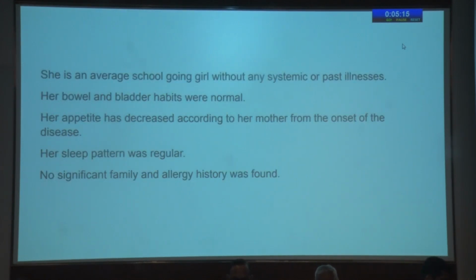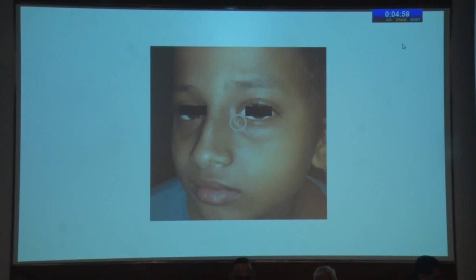She was an average school-going girl without any systemic or past illnesses. Her bowel and bladder habits were normal. Her appetite has decreased, according to her mother, from the onset of the disease. Her sleep pattern was regular, and there was no significant family or allergy history. In this slide, we can see a tiny worm attached to her lower punctum. We took this picture just after the worm had come out from her punctum.